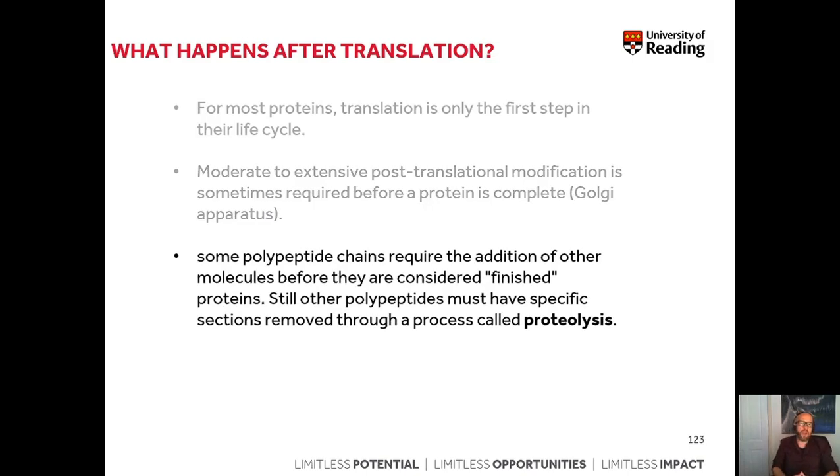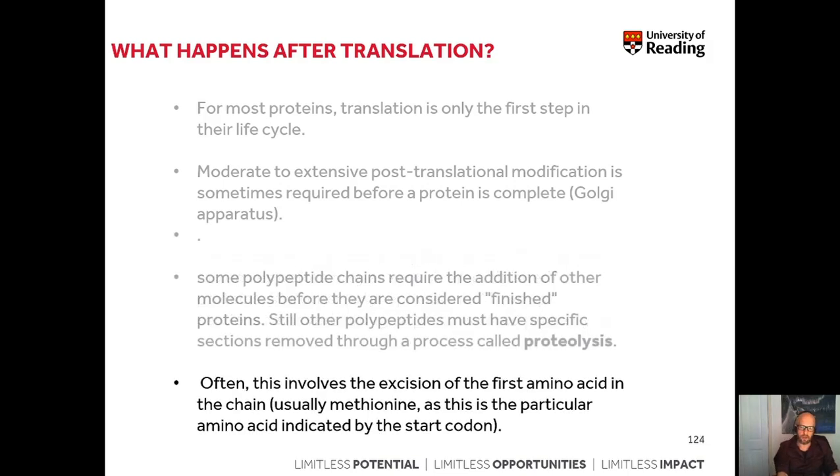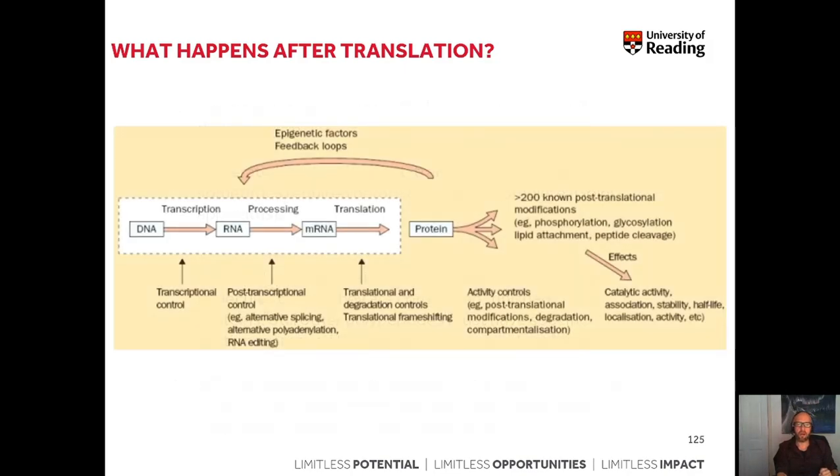Some polypeptide chains require the addition of other molecules. Others must be spliced or digested during proteolysis to be fully functional. And often this involves the excision of the first amino acid in the chain, which is usually methionine, as this is the particular amino acid indicated by the start codon. In reality, this is quite complex, and you don't need to remember this for the exam. This is just to give you the whole picture.